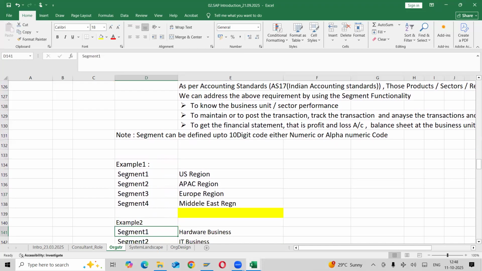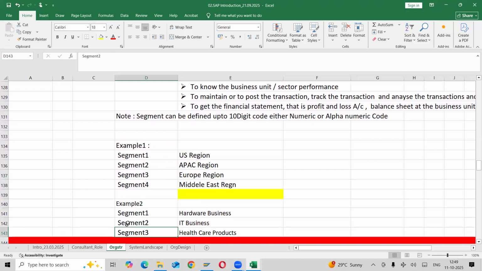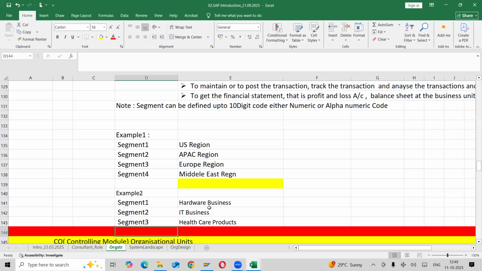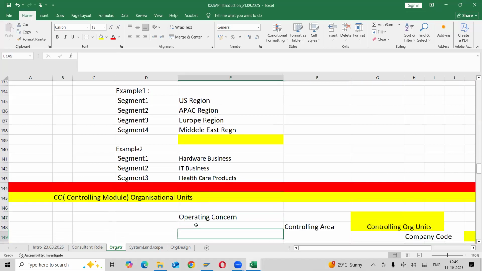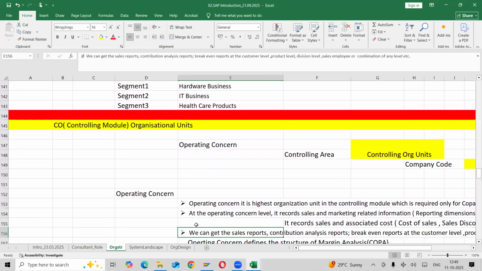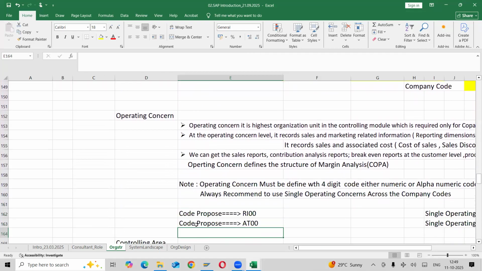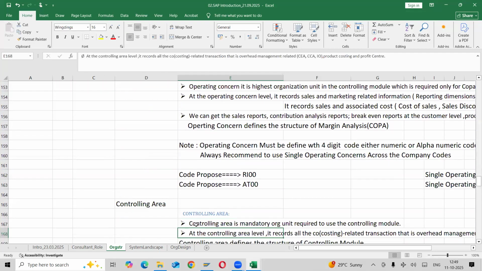Like profit center, segment can also be defined with a 10-digit code, either numeric or alphanumeric. As I said, region wise, Telangana region or any other. Here you can take US region, APAC region, Europe region, Middle East. Or if I go with the segment area wise, product wise, or sector wise: hardware business, IT business, healthcare, like this. Clear? Any questions?